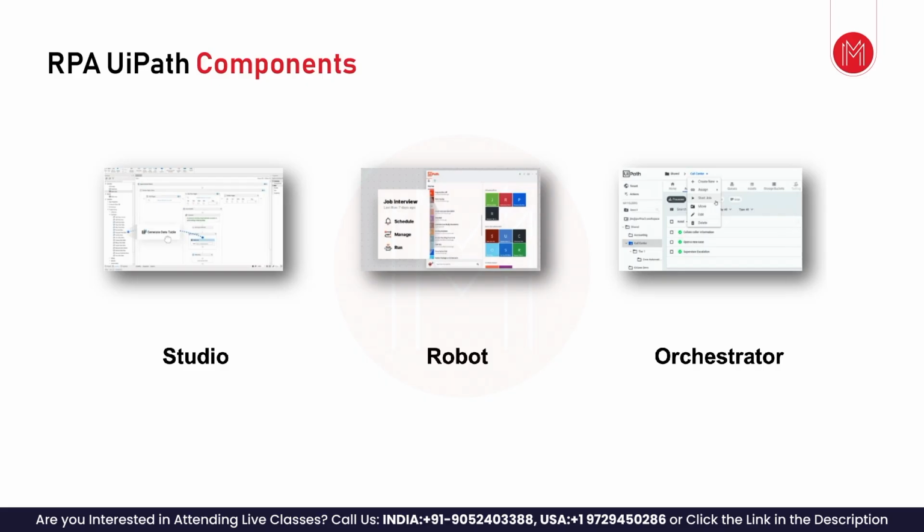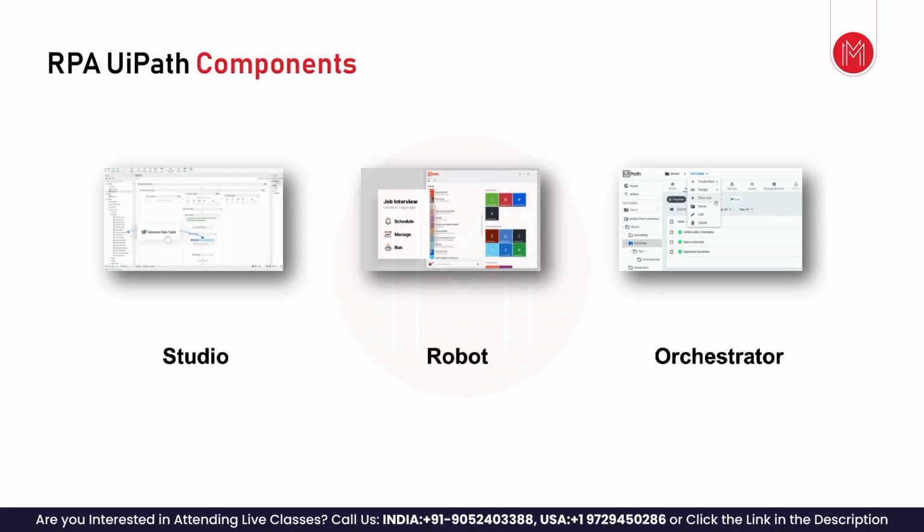The orchestrator is going to give you the graphs and pie charts of how many succeeded, how many failed, and how many were not working. All these things are taken care of by the orchestrator. Studio is going to be for designing, the robot is going to be running the automation, and the orchestrator is going to be like a dashboard where you can get an overview of everything you have automated.